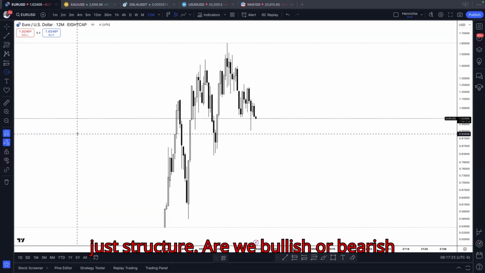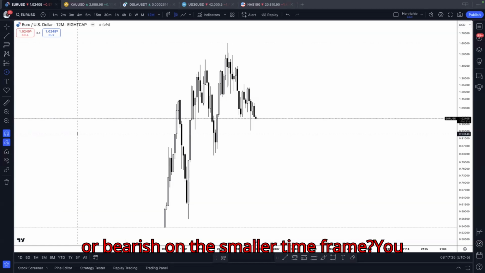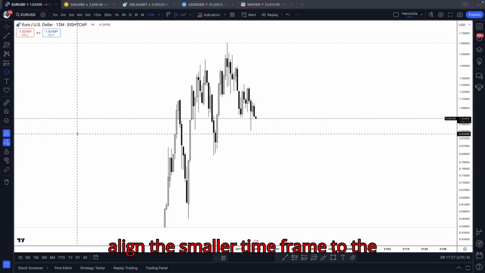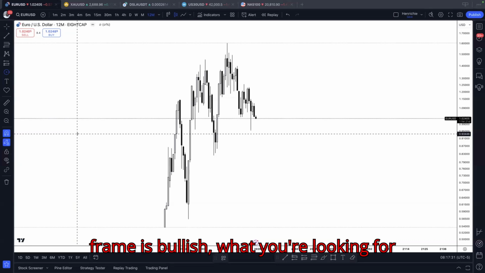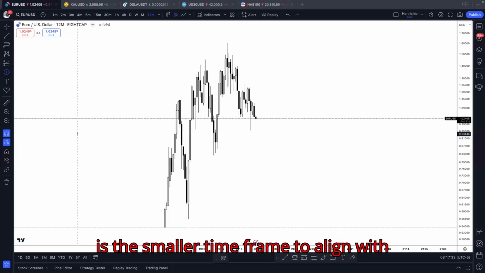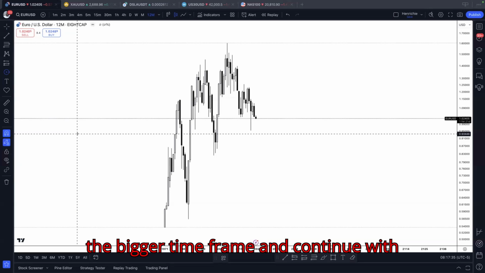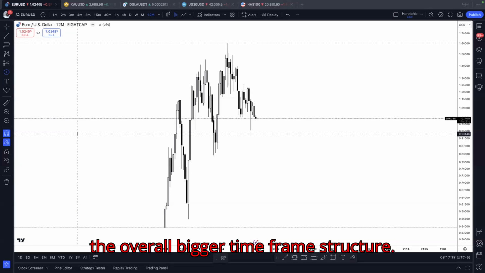Are we bullish or bearish on the bigger time frame? Are we bullish or bearish on the smaller time frame? You align the smaller time frame to the bigger time frame. If the bigger time frame is bullish, what you're looking for is the smaller time frame to align with the bigger time frame and continue with the overall bigger time frame structure.